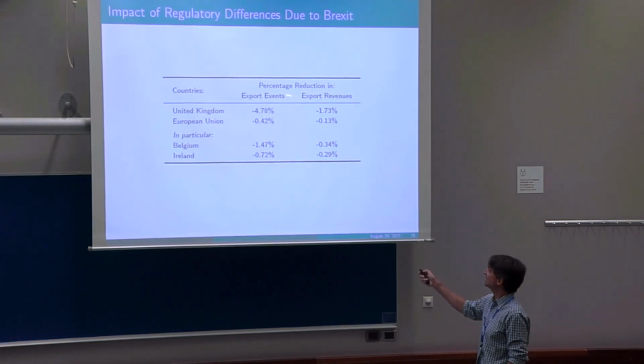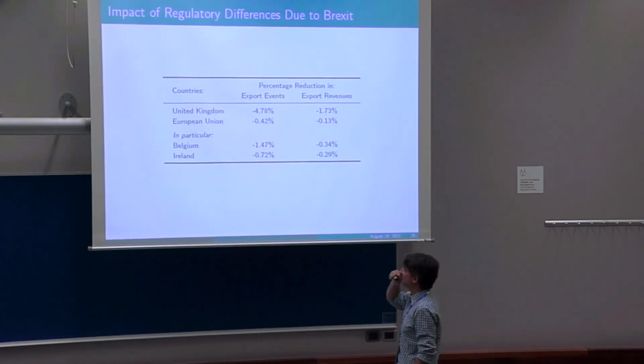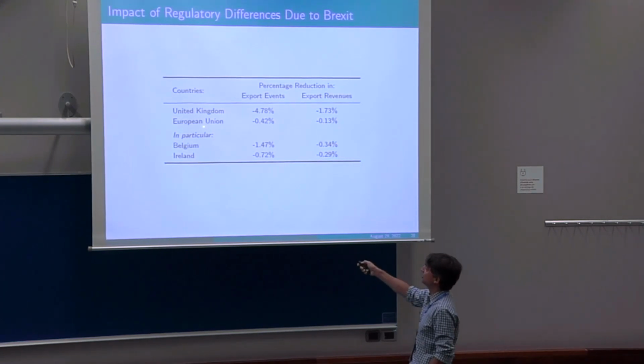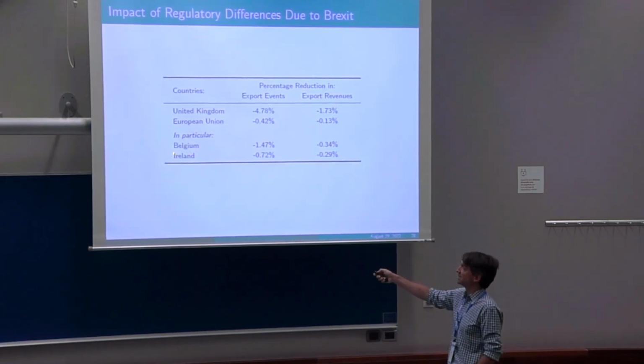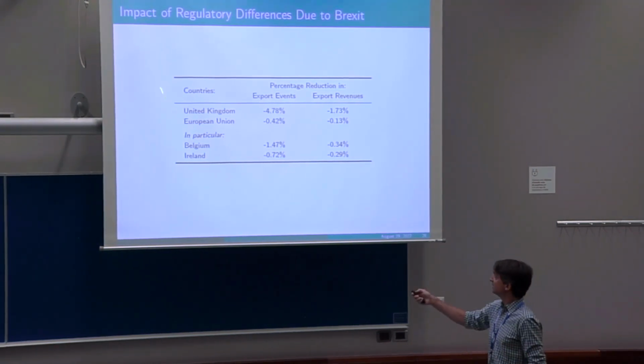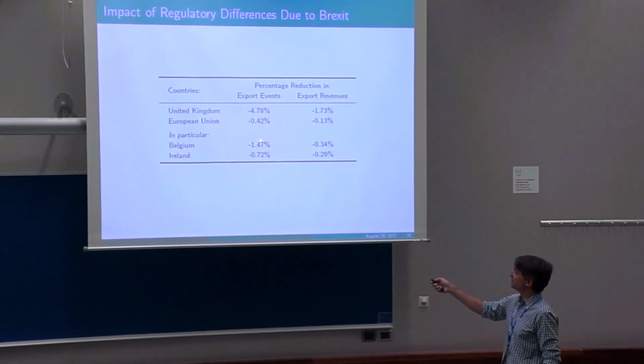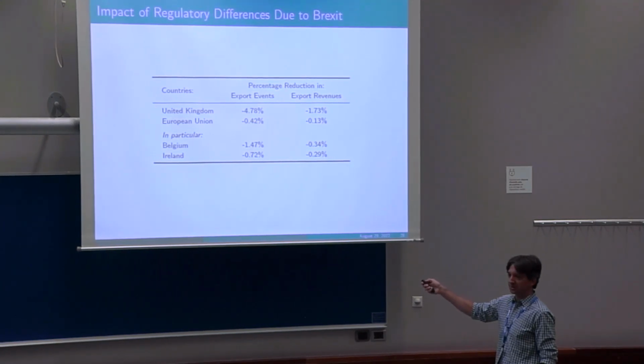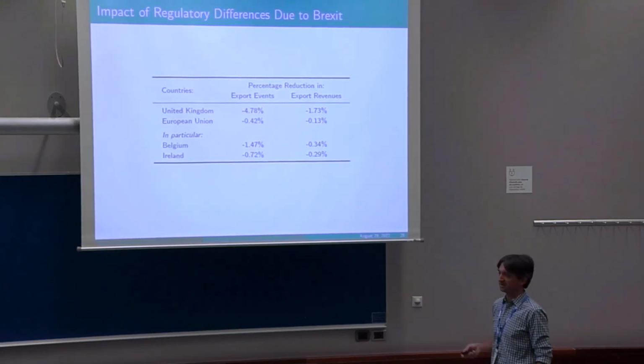5% reduction in the extensive margin, 1.7 in the total margin. Okay? And there was this discussion of maybe some countries within the European Union are going to be affected, and that's true. There is some heterogeneity across countries within the European Union because of the geography. You can see that Belgium and Ireland are a bit more affected than the average country of the European Union, but they're still much less than the UK.